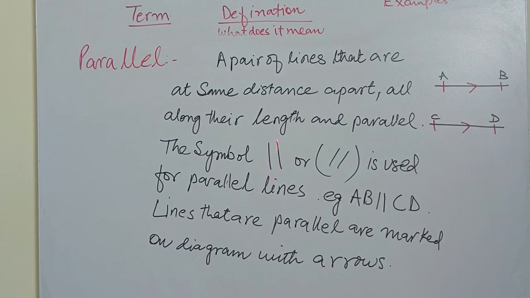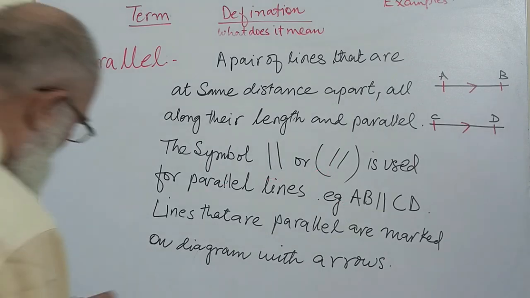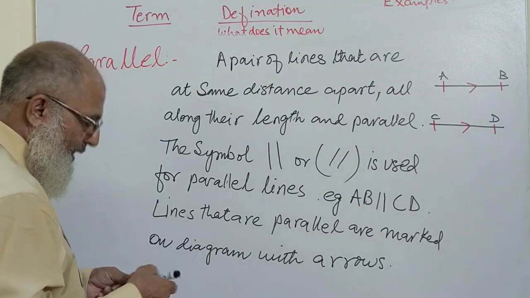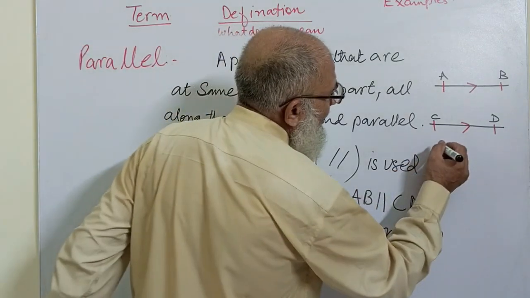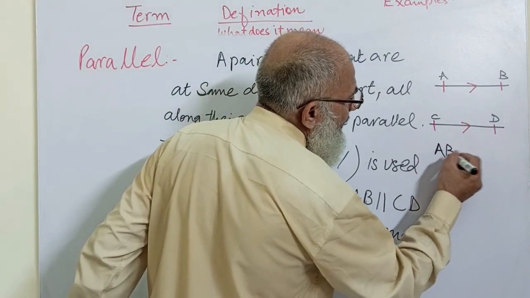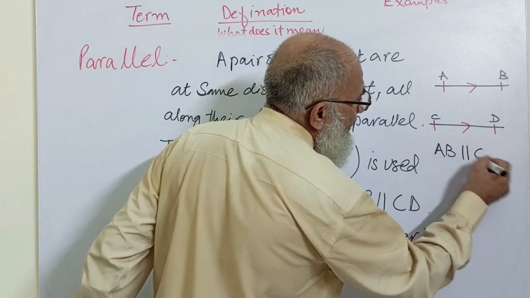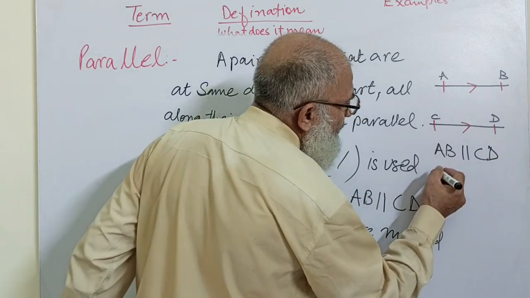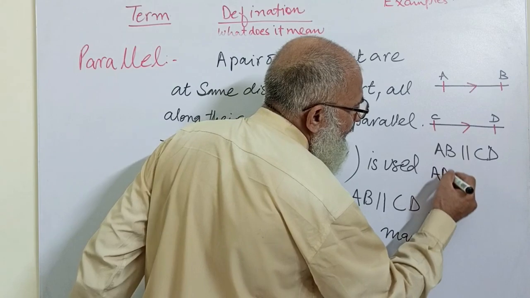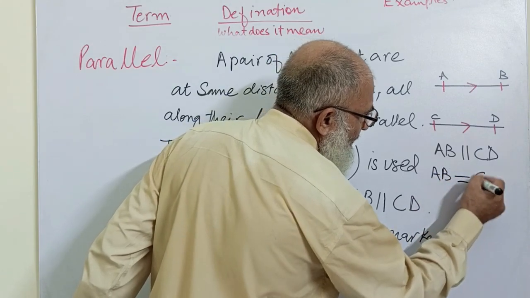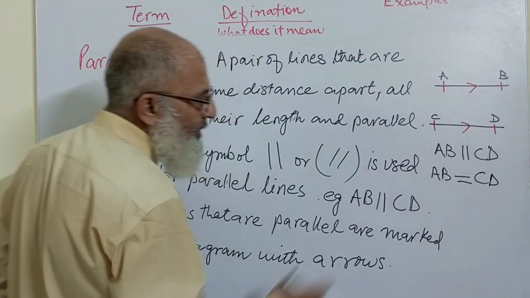The symbol used for parallel lines is two lines like this. For example, AB is parallel to CD. Now here you can see AB is parallel to CD. You will not write it like this, AB is equal to CD. Now this is wrong.